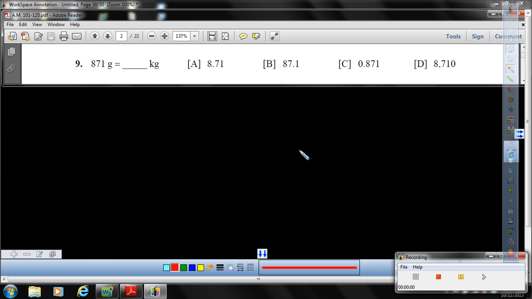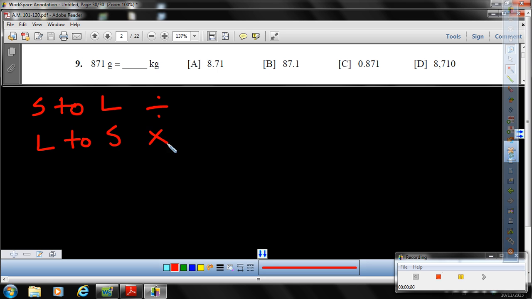Accelerated Math, Objective 117, convert between metric units of mass using decimal amounts. We have example number 9, and we need to remember that if we're going from small units and we're changing them to large units, we will divide. If we're going from large units and converting them into small units, we will multiply.